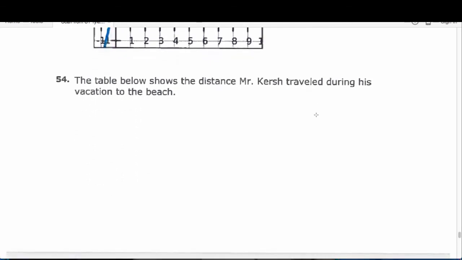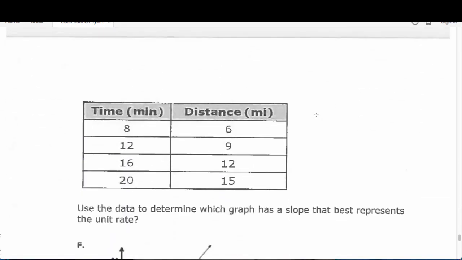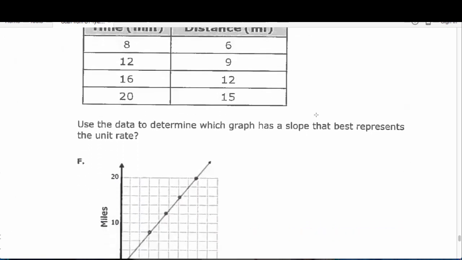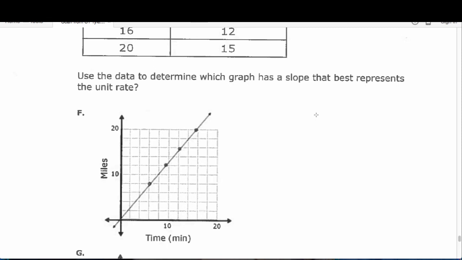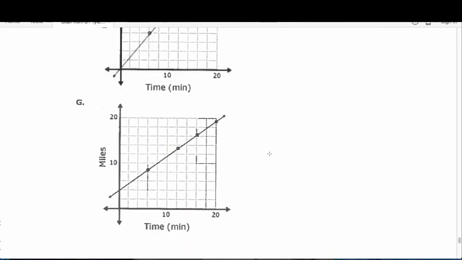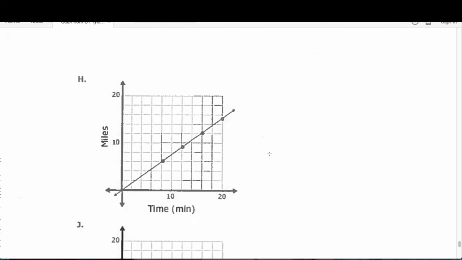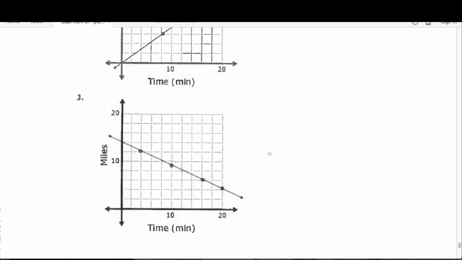Question 54. The table below shows the distance Mr. Kirsch traveled during his vacation to the beach. If you need that read to you, please raise your hand. Use the data to determine which graph has a slope that best represents the unit rate. F, G, H, J.